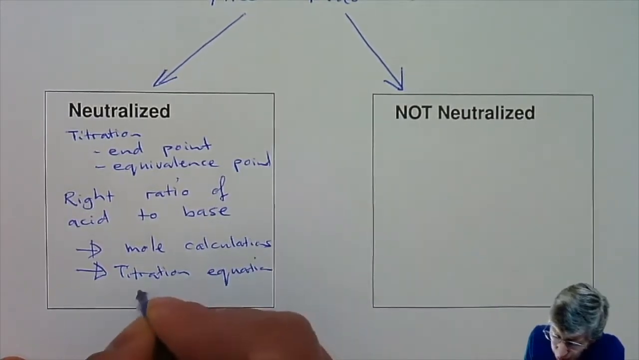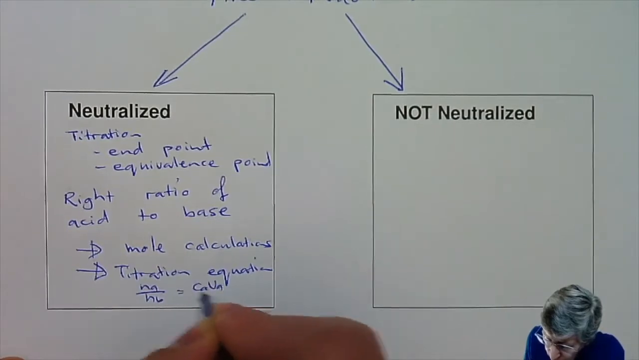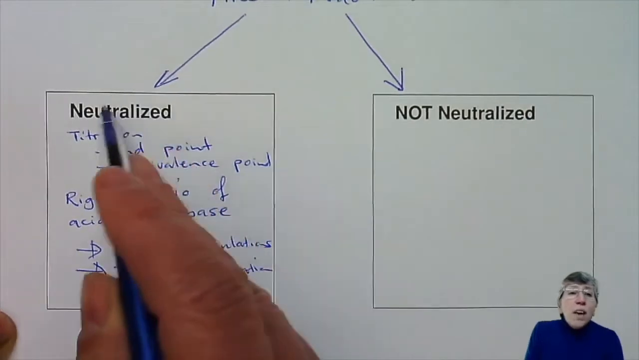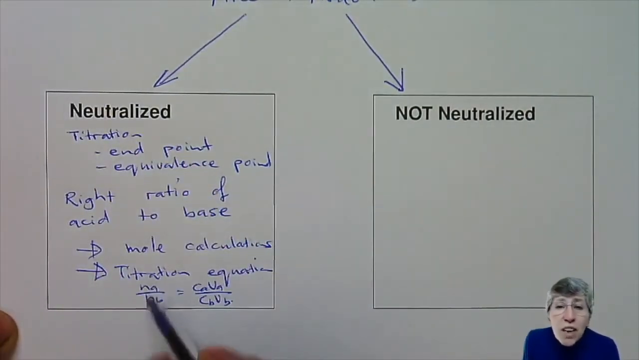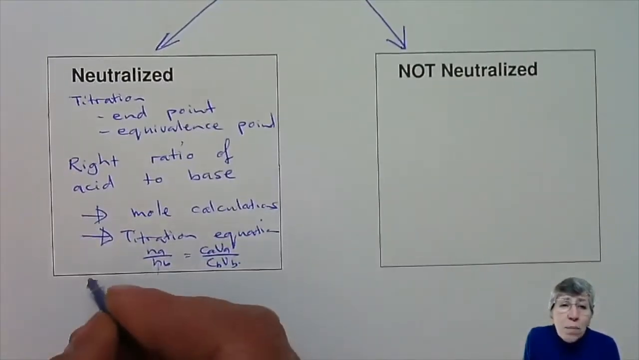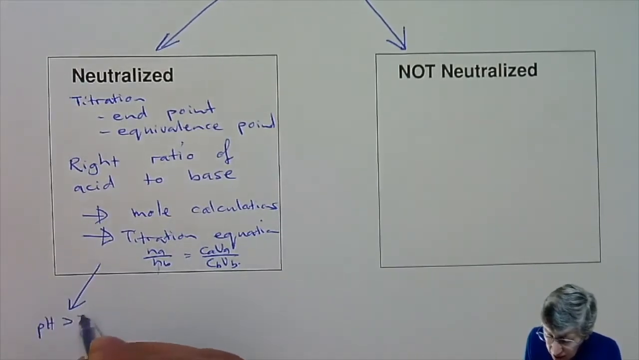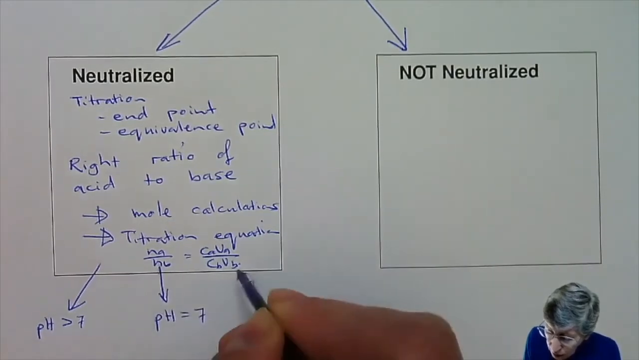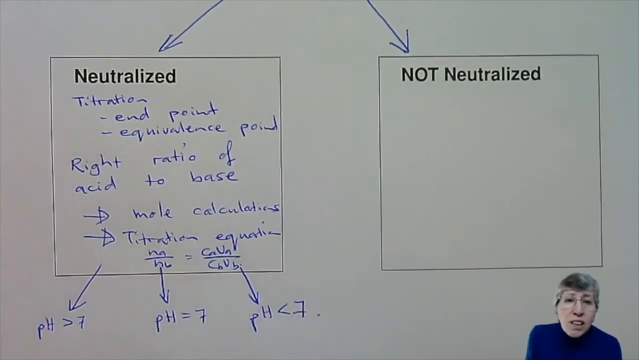That one where we said Na over Nb equals CaVa over CbVb. So that is only true when it is neutralized, because then they are in the right ratio of acid to base. But neutralized does not mean pH 7. It can be a pH bigger than 7, or it can be a pH equal to 7, or it can be a pH that is smaller than 7.